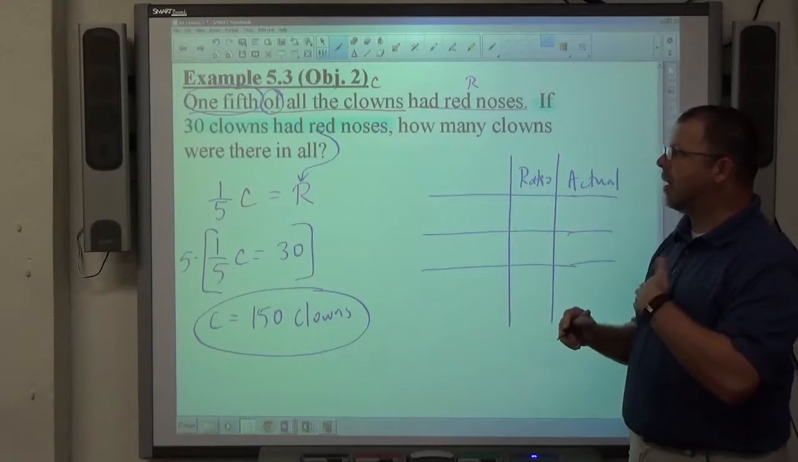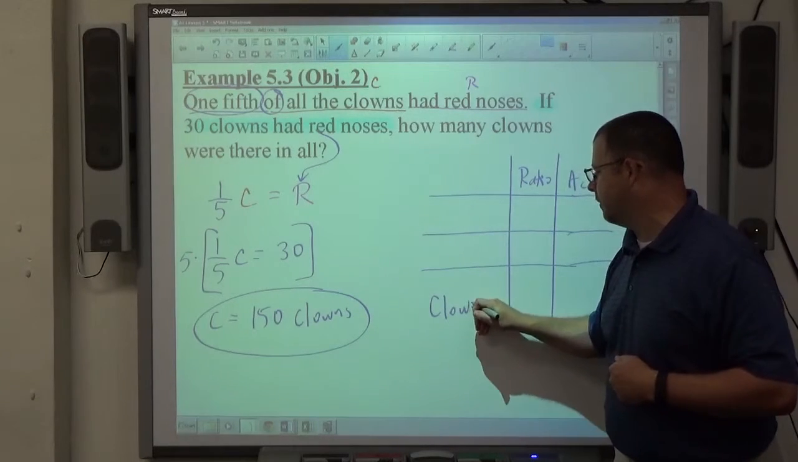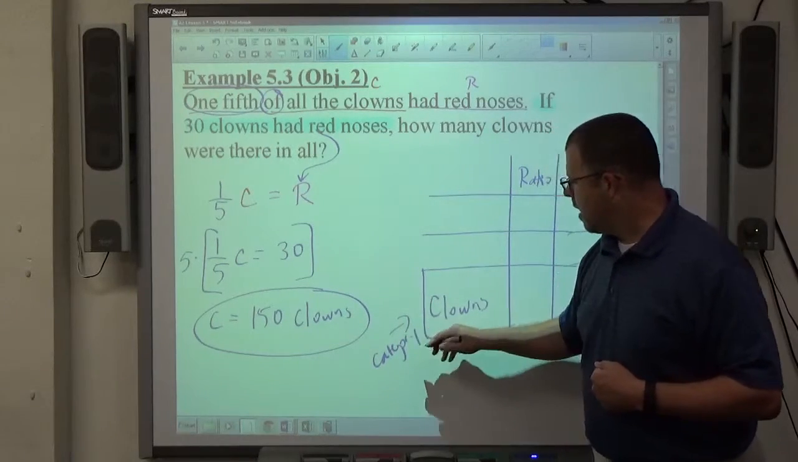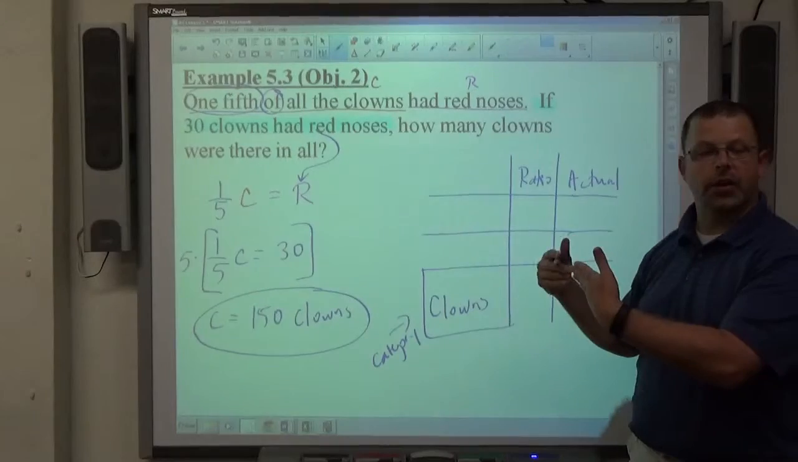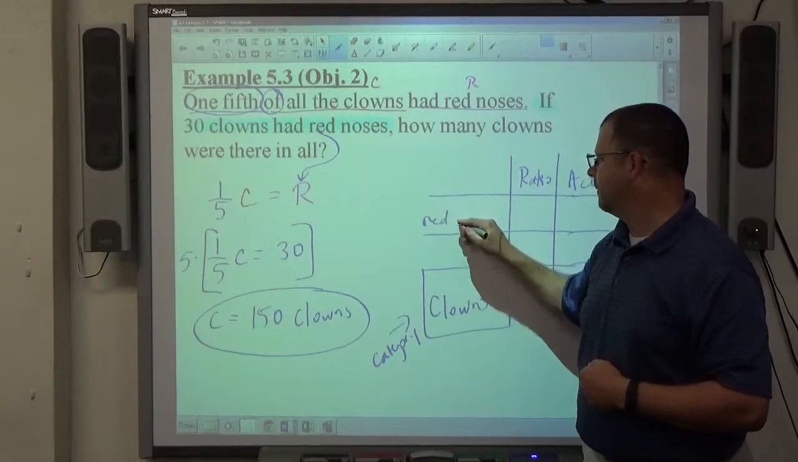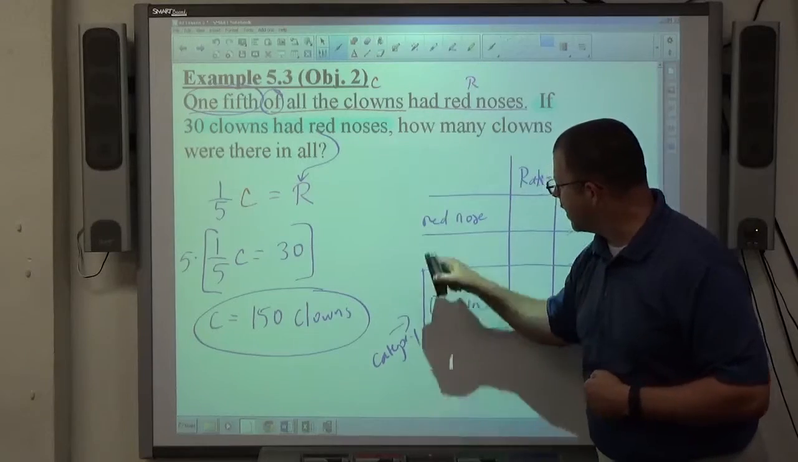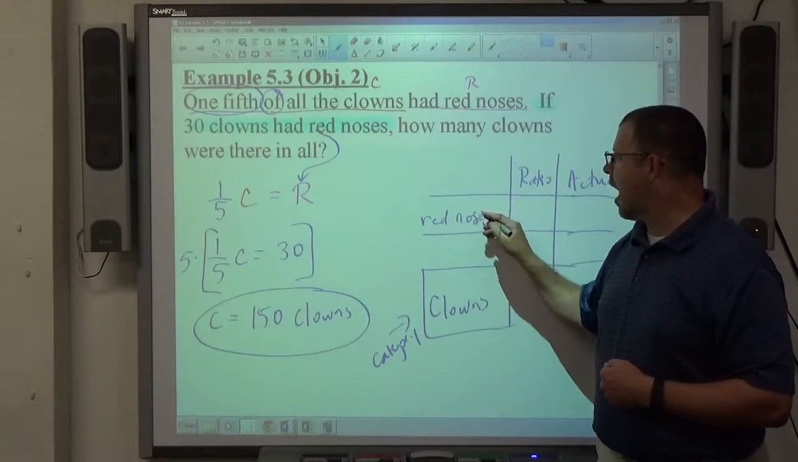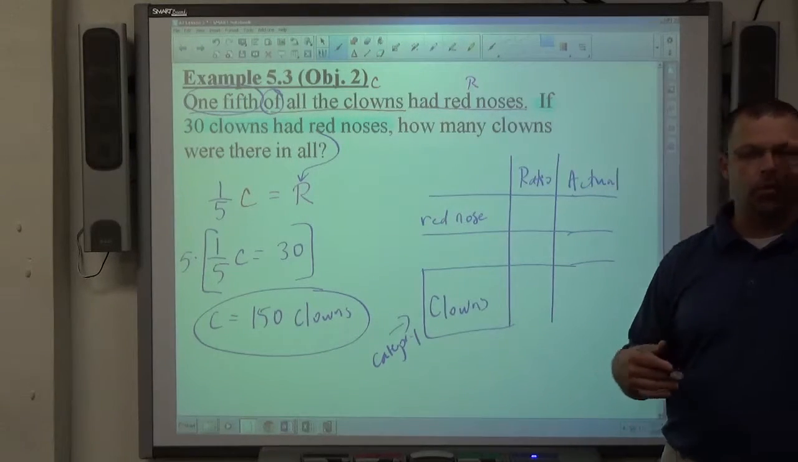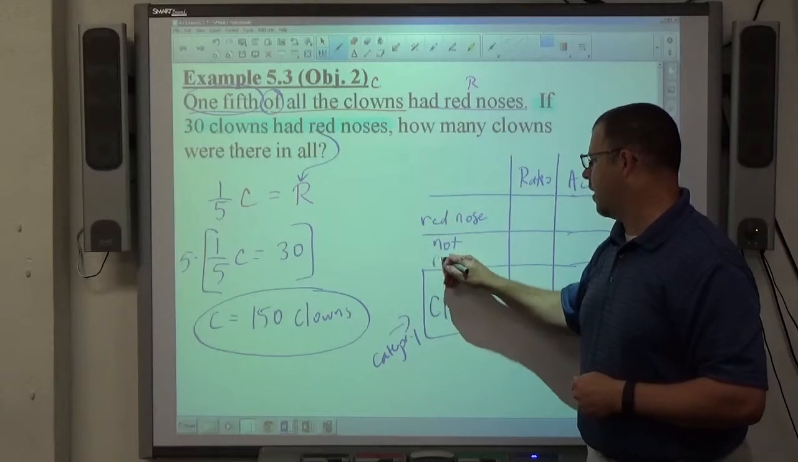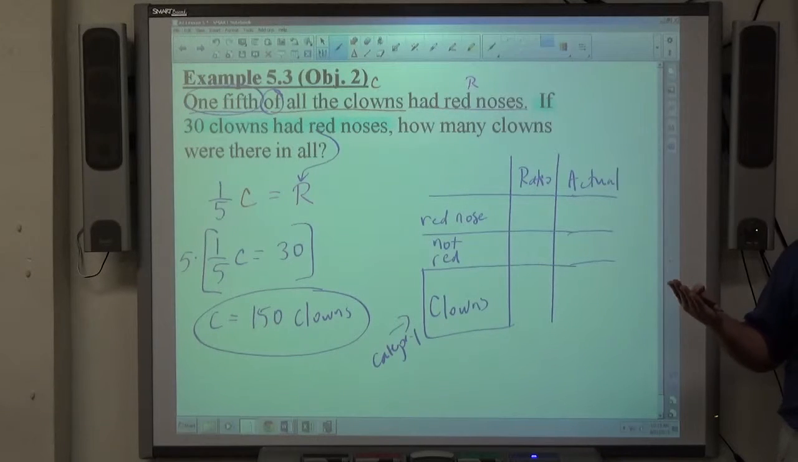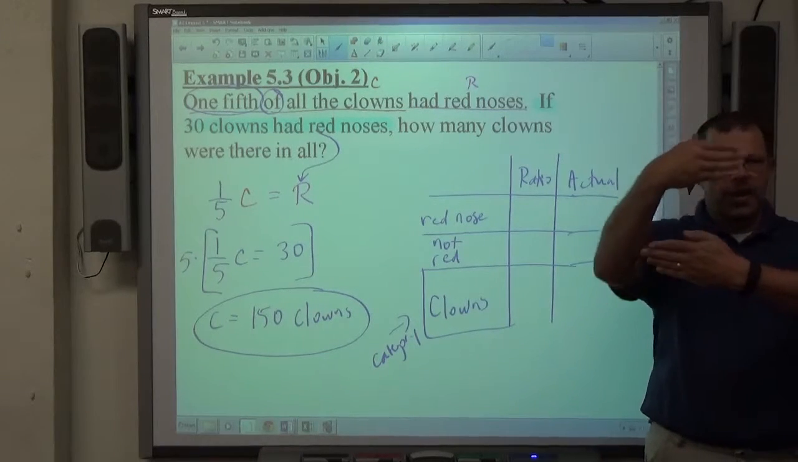1/5 of the clowns had red noses. So clowns is the big category, right? Always put the category at the bottom, and put characteristics above that. The characteristic they're telling us about is red noses. And then the opposite of the characteristic would be not red-nosed. So anytime they tell you something, like 1/5 of the dogs were brown, well, that means 4/5 of the dogs were not brown. So you can always have a characteristic and not the characteristic.